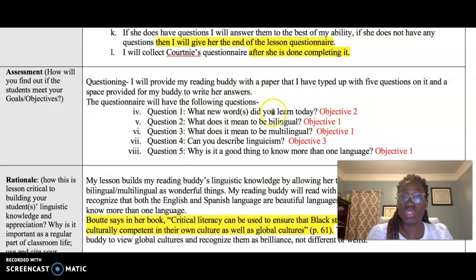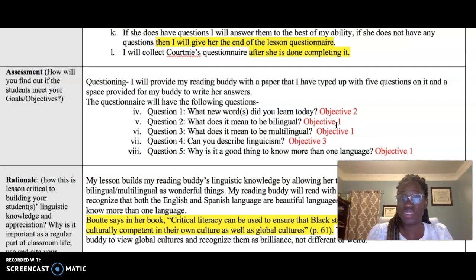So "What new words did you learn today?" is objective number 2. So she knows that she's aligning her assessment with her objectives. "What does it mean to be bilingual?" That's objective number 1. I highly recommend you do the same so you make sure that your assessment is aligned to your objectives. She did a questionnaire.